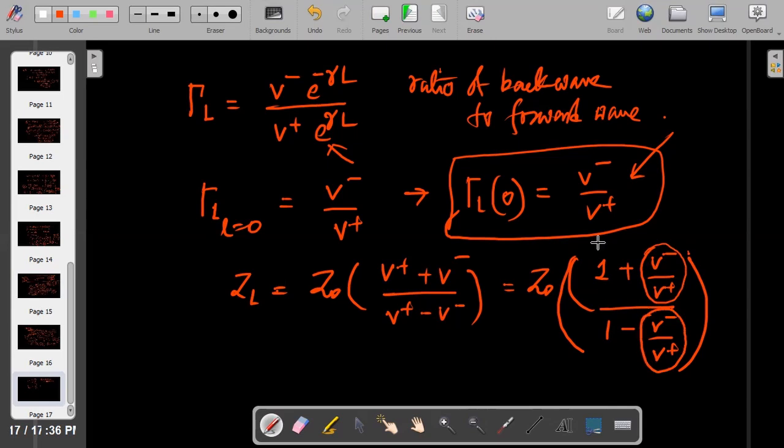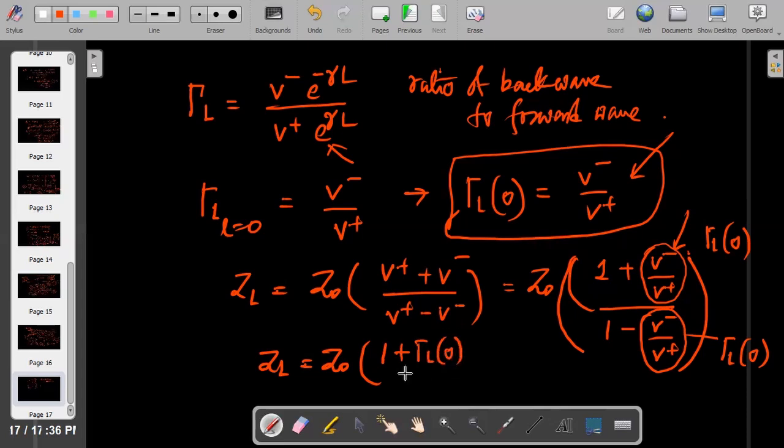So these two, these two are what? This is gamma L naught. This is gamma L naught. So can I write ZL is nothing but Z naught times (1 plus gamma L naught) divided by (1 minus gamma L)?